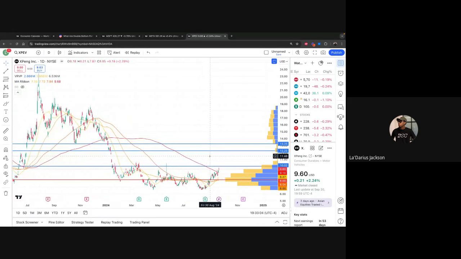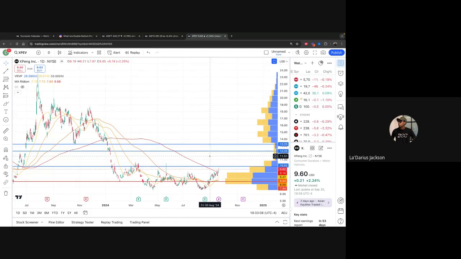But this is going to be news based. I would pay attention to the news in China and see what they are saying. Do they have any good incentives or anything to boost their EV sector? And if they do, this stock is going to reward you handsomely. So I would keep an eye out for that. But that's what I see for the chart on the daily.